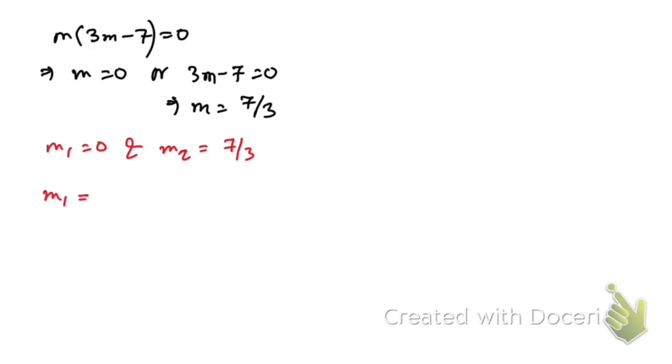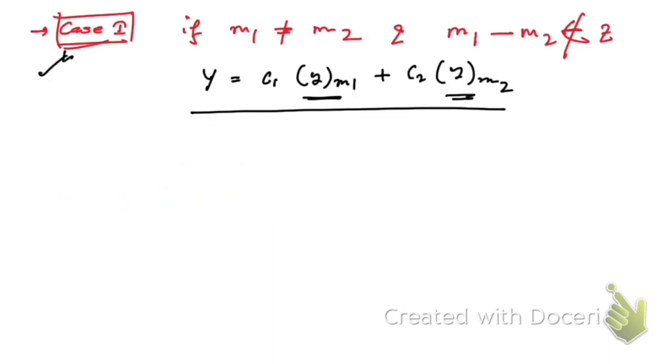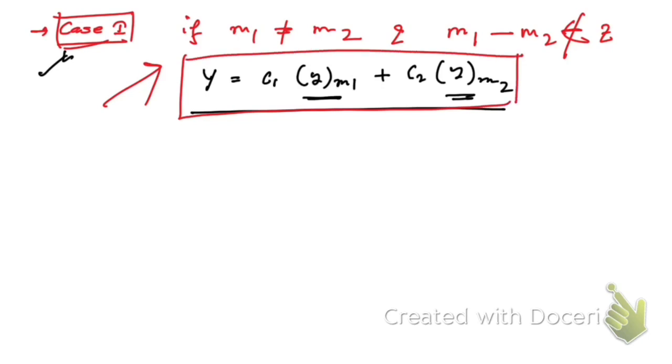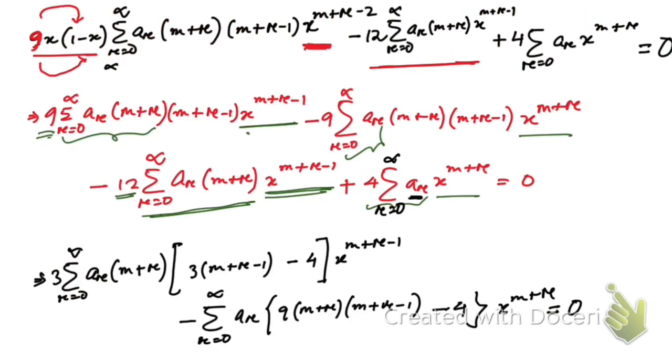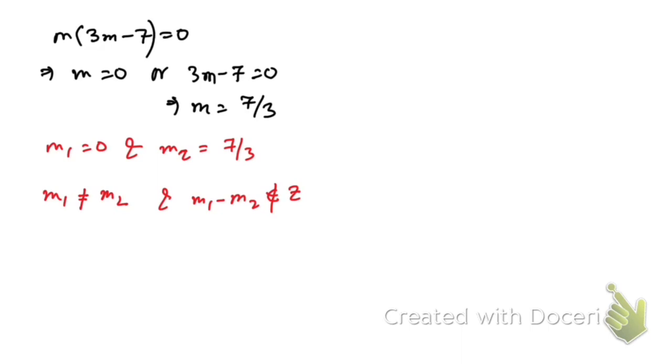Here m1 and m2 are not equal, and their difference is not an integer, it doesn't belong to Z, right? Because if you subtract these two, you're going to have a fraction, so that's why it is not an integer. In that case, we're going to use the first case. So here the solution will be of this form, as we have already discussed. So what is the next step we need to do here?